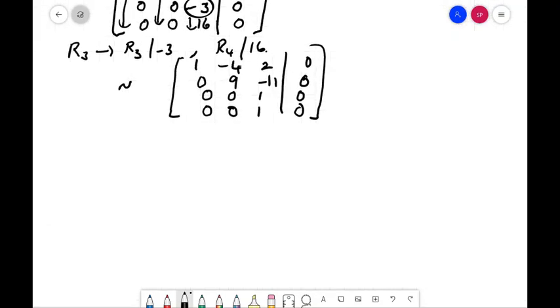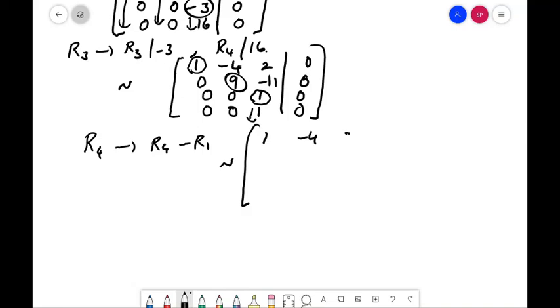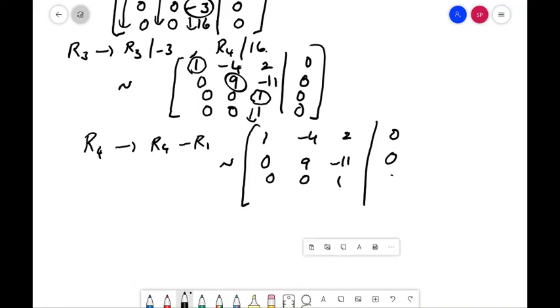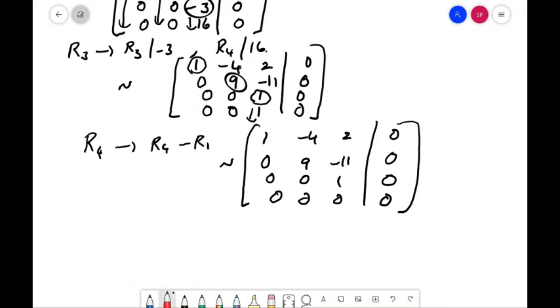So next, this is a pivot, and here this is a pivot, and you have to make it 0. So for R4, apply R4 minus R1. So this matrix will be transformed to 1, minus 4, 2, 0, and then 0, 9, minus 11, 0, 0, 0, 1, 0, 0, 0, 0, 0. Now this is transformed to echelon form because these are all zeros.